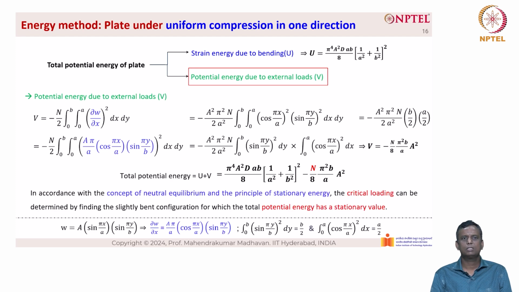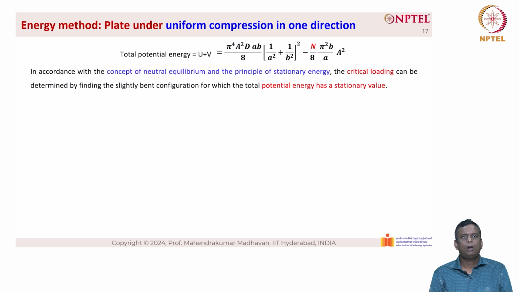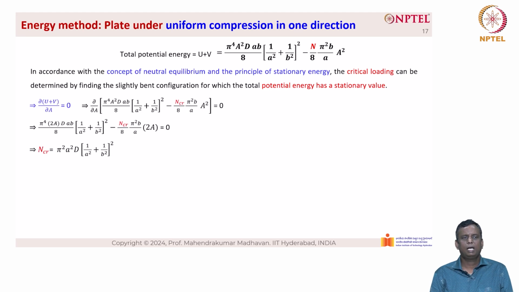In accordance with the concept of neutral equilibrium and the principle of stationary potential energy, the critical loading can be determined by finding the equilibrium in a slightly bent configuration for which the total potential energy has a stationary value. In order to accomplish this, we need to differentiate the total potential energy U plus V with respect to A, which is the capital A, and equate it to 0. So when we do so, we get the value N critical equal to π² A² D (1/a² plus 1/b²) the whole squared.